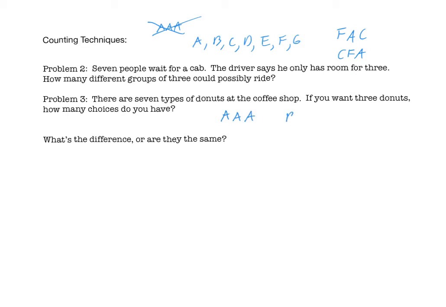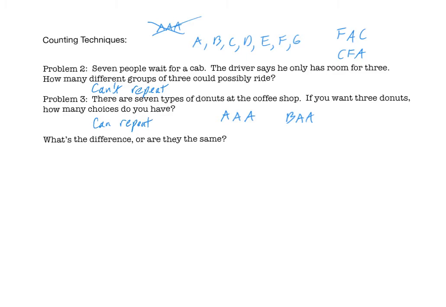Or you could get a B donut with an A donut and an A donut. So there's a big difference here. Up in problem 2, it didn't make any sense to be able to repeat any of the letters, whereas down here you certainly could when you're choosing three donuts out of 7. Nobody said that you can't get 3 of the same type. That's certainly possible. So the big difference between these two is up here at problem 2, you can't repeat, whereas in problem 3, you can repeat.